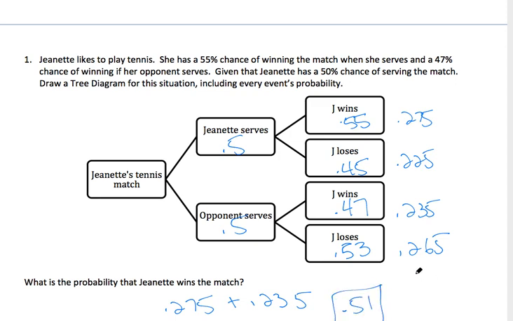Okay, how'd you do? We read the question: 55% chance of winning the match when she serves and 47% if her opponent serves. So here's winning, and here she's winning. Then we know that she's got a 50% chance of serving the match, and we fill in all of the branches and multiply to get these numbers here. The probability that she wins is right here or right here.